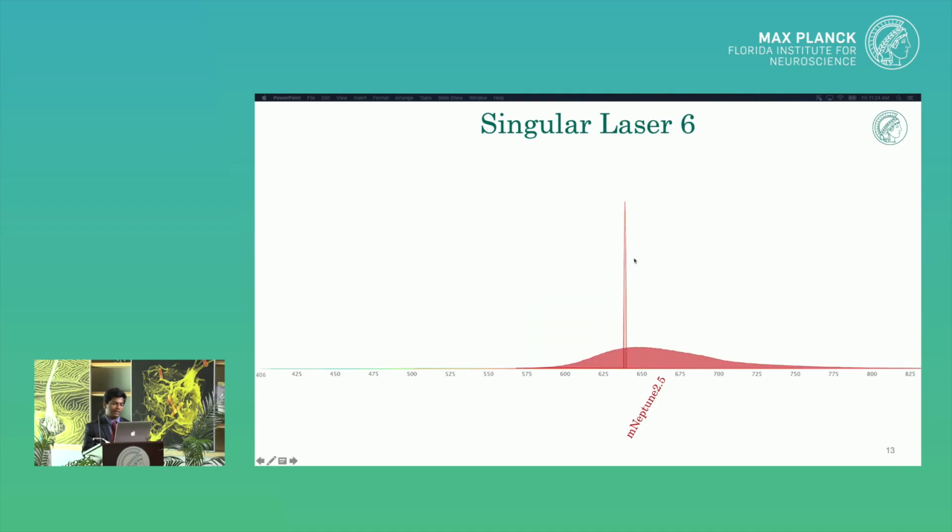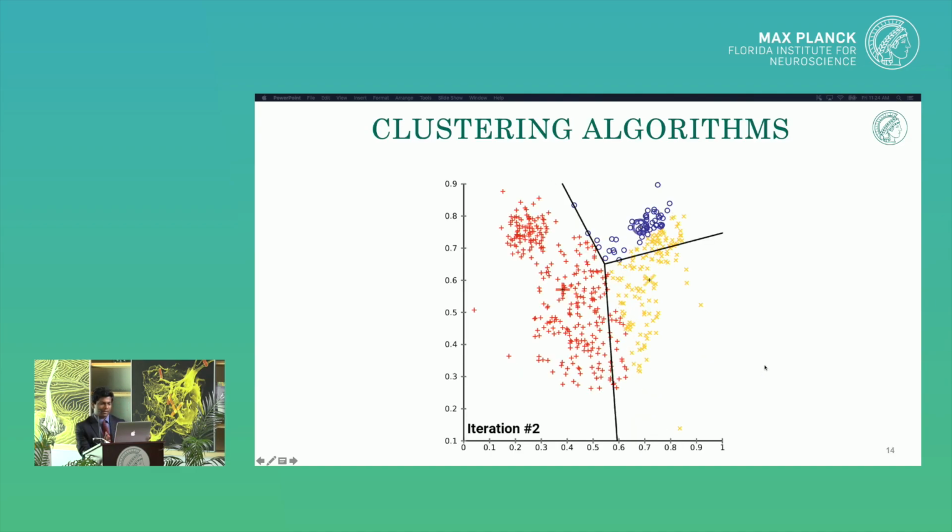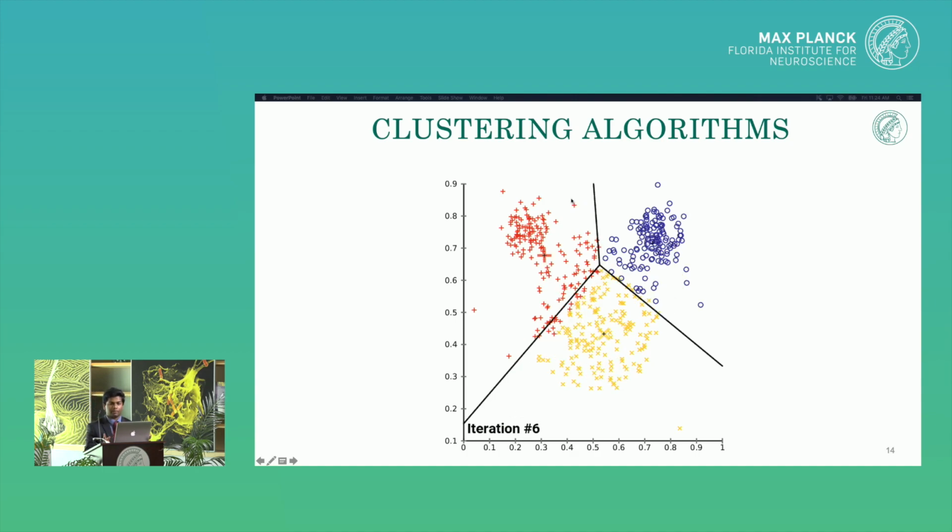Finally, one thing to notice here is that after we get to laser 6, which is a wavelength of 639 nanometers, we're only left with one fluorophore, which is Neptune 2.5, which is interesting. Now, where does the computer science part come into this? We now rely on something called clustering algorithms, which is a different type of machine learning. But we should understand what machine learning is before getting into this.